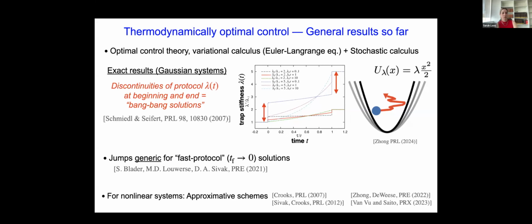And if we go away from such analytically solvable problems, then there's also a couple of approximative schemes available in the literature, also, for example, by David, which allow us to go to nonlinear problems. However, for the problem that I'm going to discuss now, we do not need to use them because we can actually solve it again analytically.